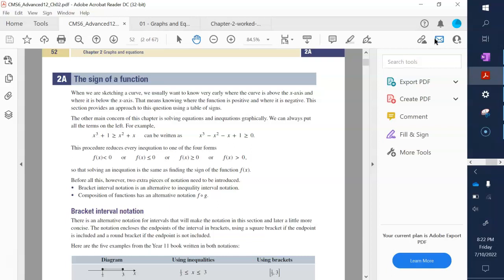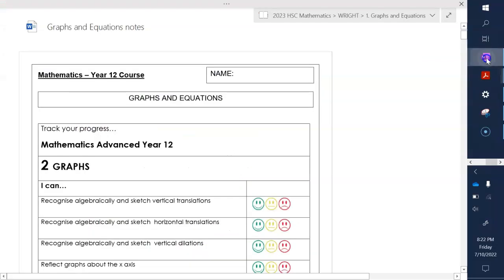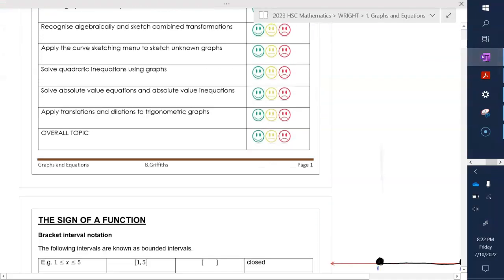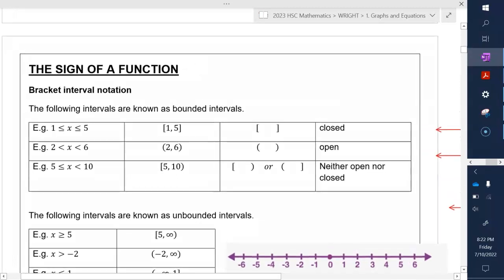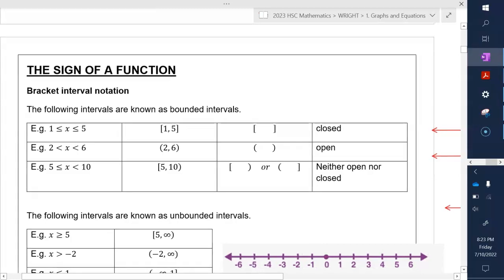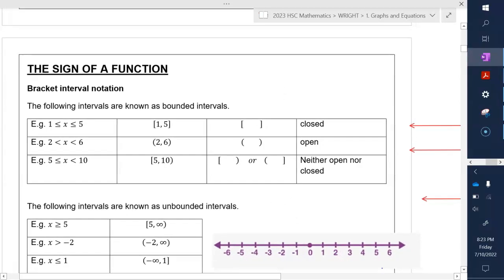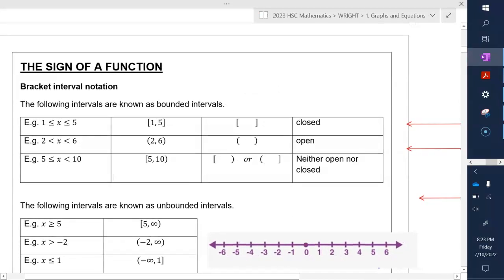So the thing we're going to have a look at to start with is the sign of a function. I'm working in the OneNote. We're working through this booklet, and here's our first part here. Okay, so before we get into really looking at what we mean by the sign of a function, we're going to go over some Year 11 work. You should have known this because you would have studied this for your assessment task for the last term for Year 11. However, let's have a look at it anyway. We're looking at brackets to start with.